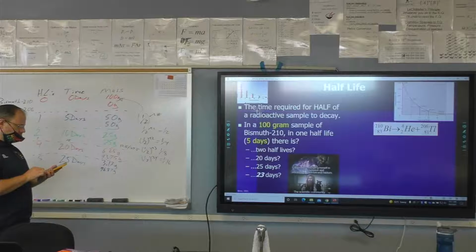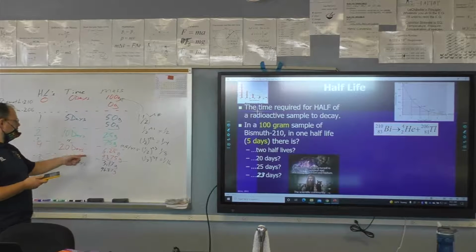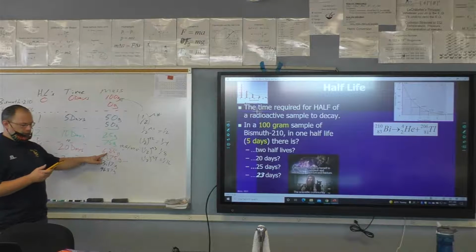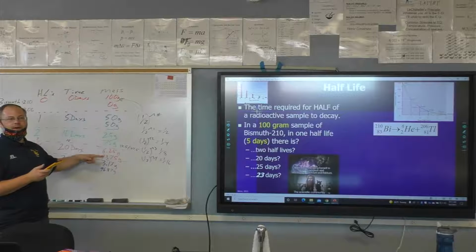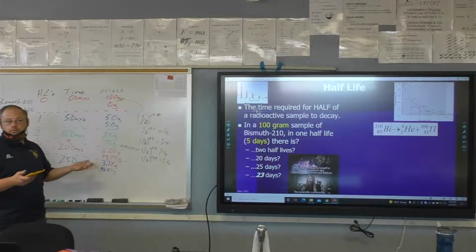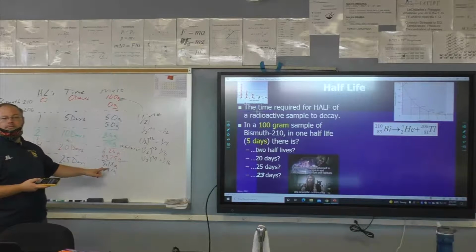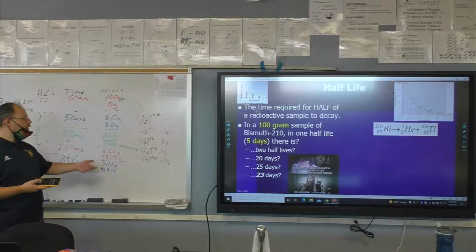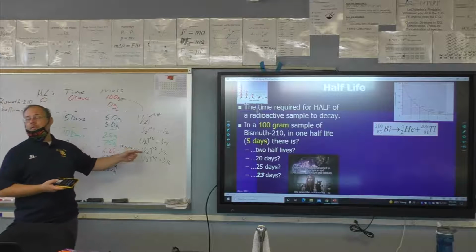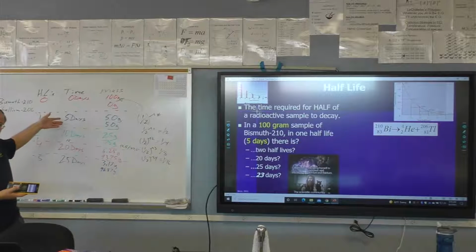1 divided by 16 is 0.0625, times 100, so 6.25. And then I go 1 divided by 32, it's 3.125. Make sense? So if you want to use the formula, great, here's the formula. If you want to make a chart, great, here's the chart.